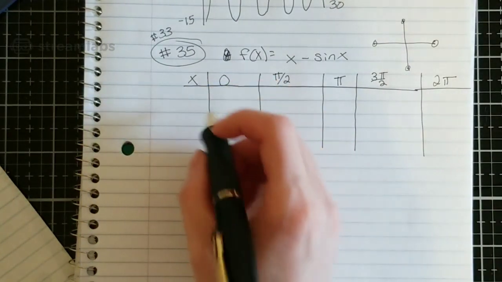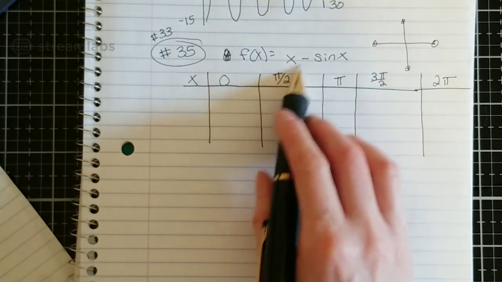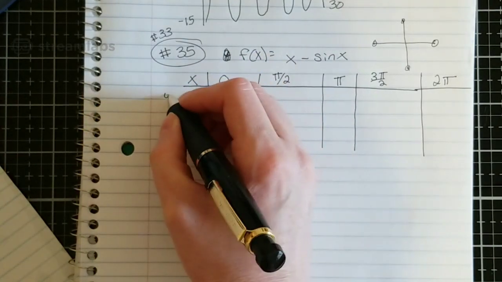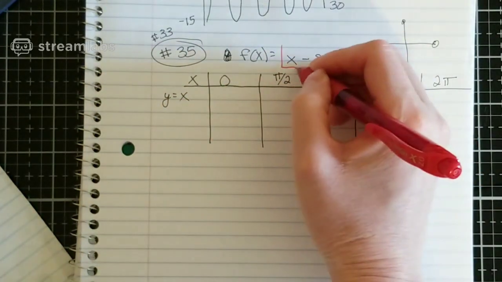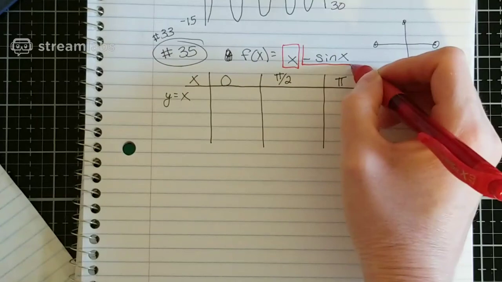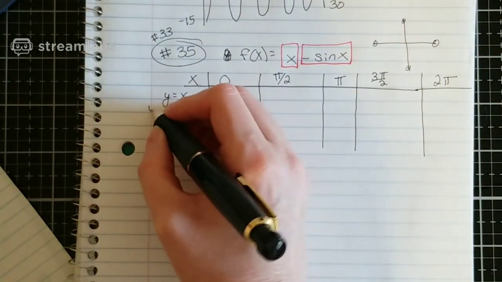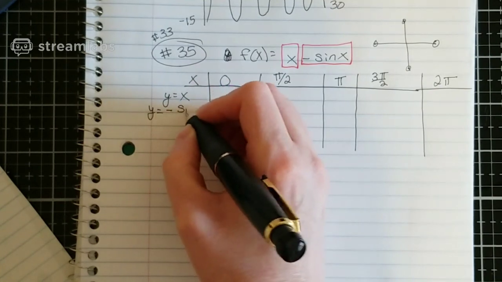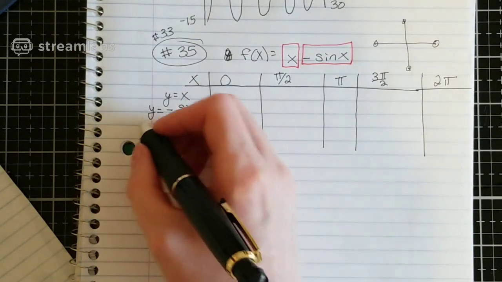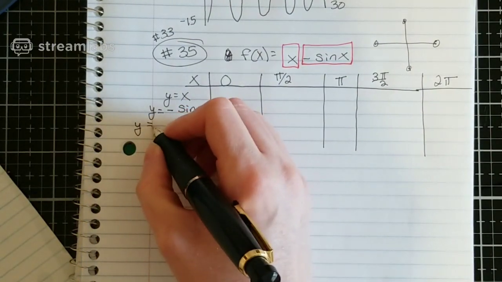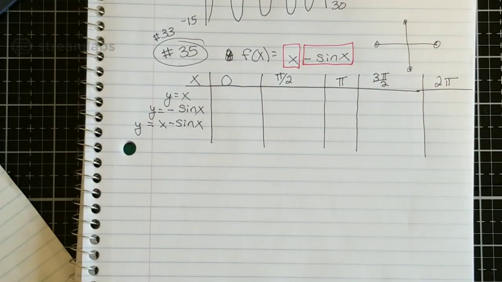All right, so the first one we're going to do is set this up. Whatever the first part is, that's going to be your first one. So y equals x. We're splitting this off into 2 pieces. This is piece 1. This is the second piece. Your second piece is y equals negative sine of x. And those 2 pieces together will form your last one, which is x minus sine x. That was the whole thing together.